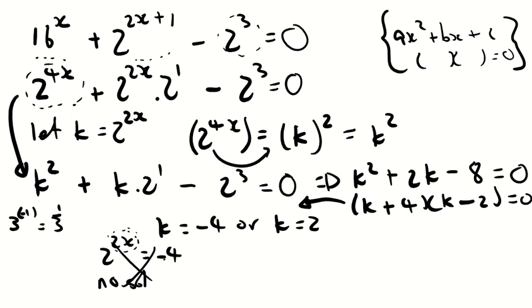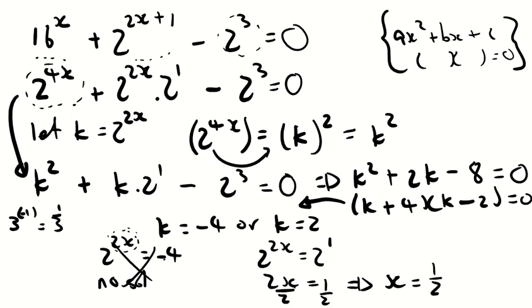Okay, now let's look at 2 to the power of 2x is equal to 2. This one is simple. The bases are already the same, so 2x is equal to 1. This means that if we divide on both sides by 2, we're going to have x is equal to 1 over 2. That's how you do this one.